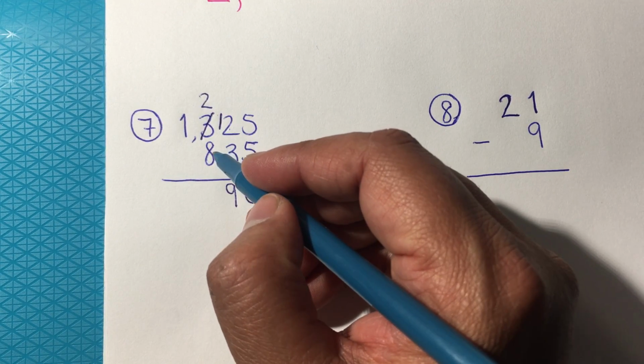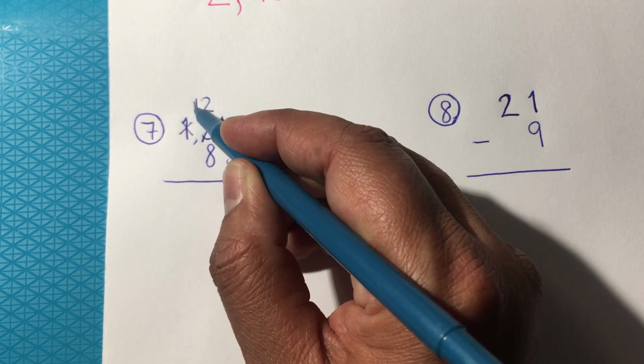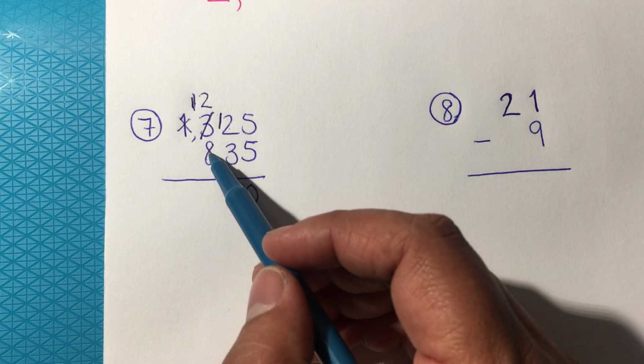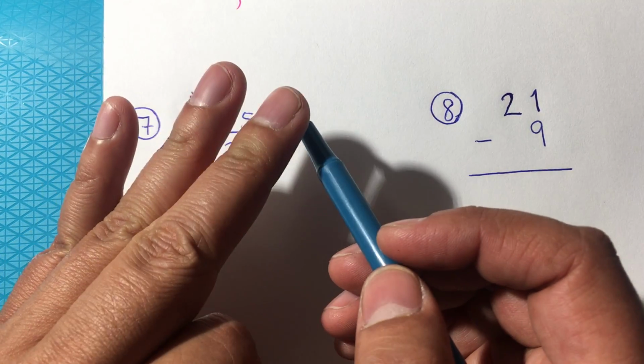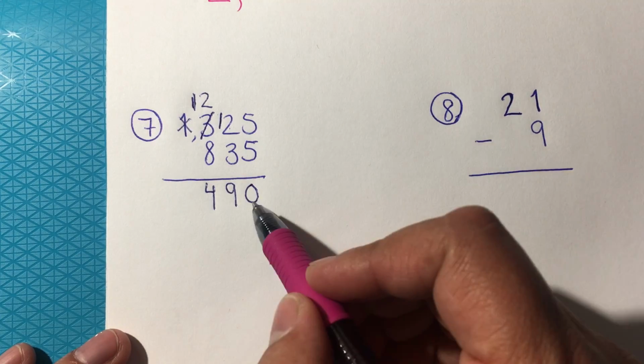Again, 2 take away 8 is not possible. I get rid of this because it's only 1 and put it with the 2. So that's 12 hundreds. So 8, 9, 10, 11, 12. It's 4. So it's 490.